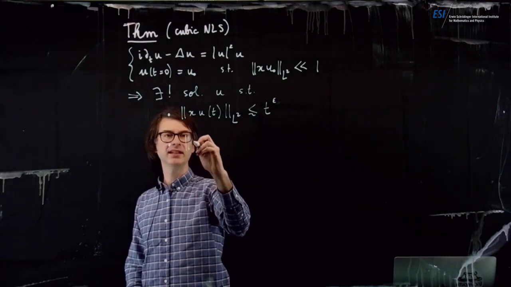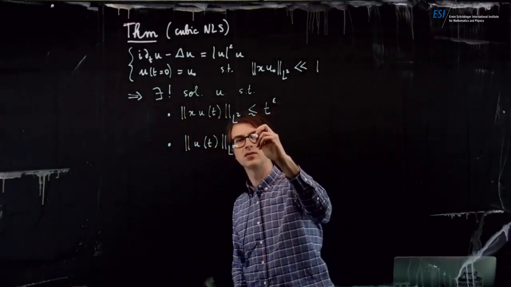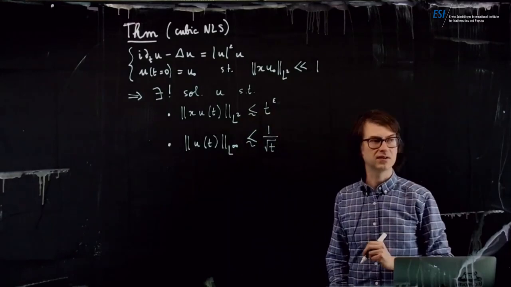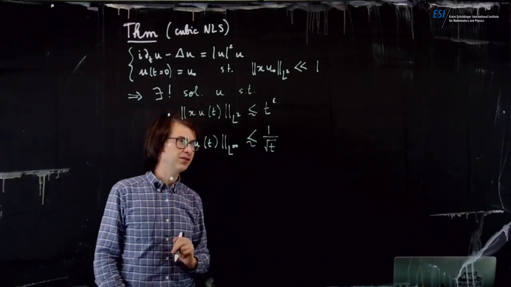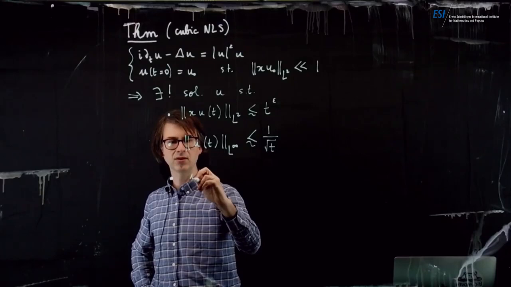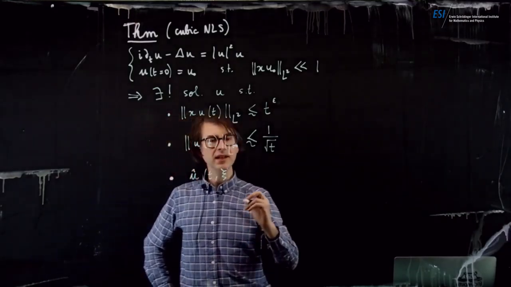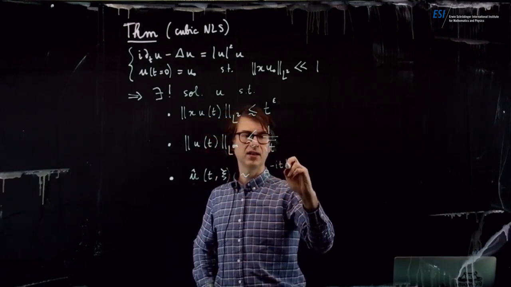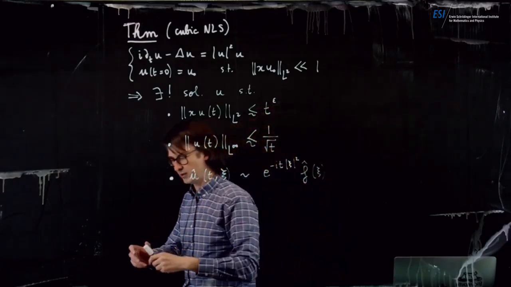Then you get the linear decay, the optimal linear decay. So that's the optimal linear decay, which is not surprising. What is more surprising is that you don't get scattering, but still you're able to characterize the asymptotic behavior in the following way. It's easier to look at the Fourier picture, so you take the Fourier transform in space. If you did have scattering, then this would behave like e to the minus it xi squared f hat of xi.